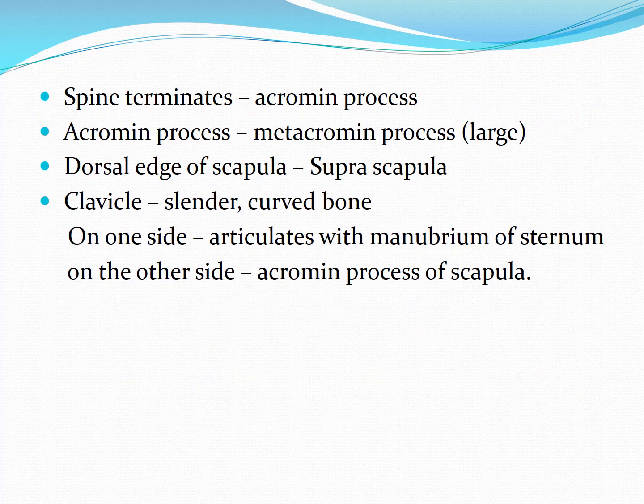The spine terminates below into an acromion process, which you can see in the diagram. The acromion process gives off a large metacromion process. The dorsal edge of the scapula has a thin strip of cartilage called suprascapula. That also you can see in the diagram.